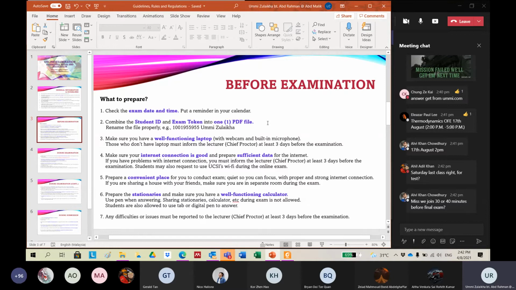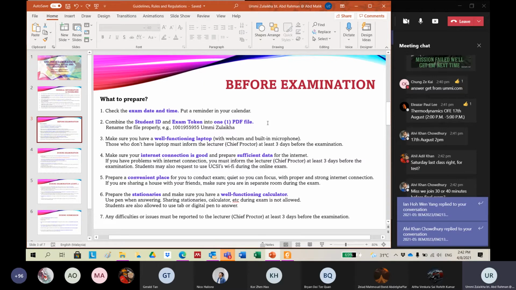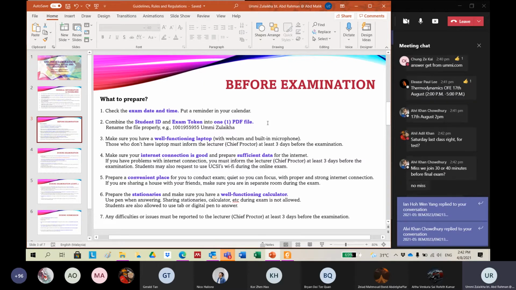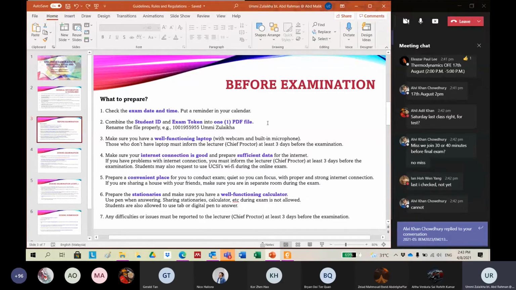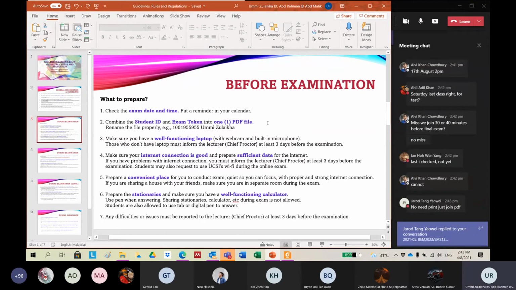Can you print your exam token now? Whatever it is, you must combine this student ID and exam token in one PDF file. If you don't have student ID, you can put any document, like maybe your passport or whatsoever. Okay? Alright? Sabar, Alvi. Okay, and then again, rename the file properly, please.